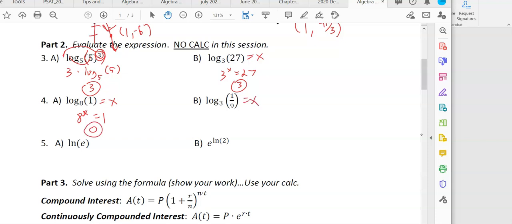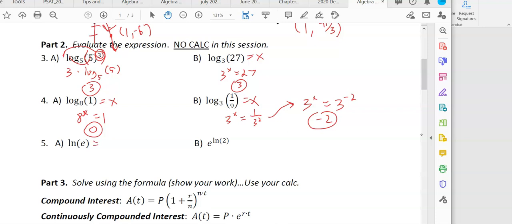This one, we're going to change the form. 3 to the x equals 1/9. And instead of 1/9, I'm going to write that as 1 over 3 squared. And then let's rewrite this again. So this would be 3 to the x equals, this is really 3 to the what power? To get it to move up, you can make that a negative exponent. You go, oh, x has to be -2. So -2 is the answer here.